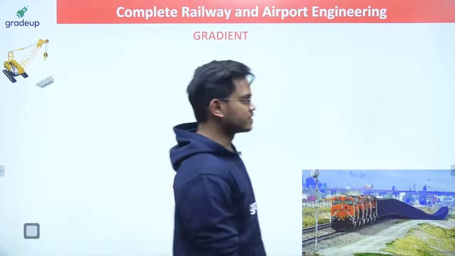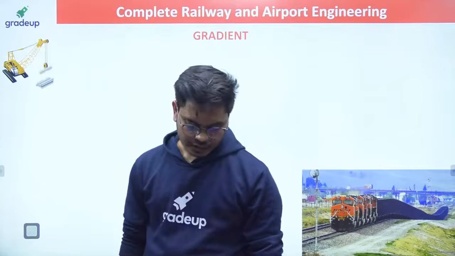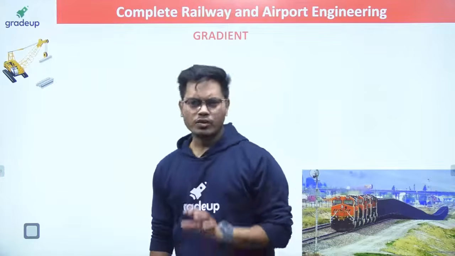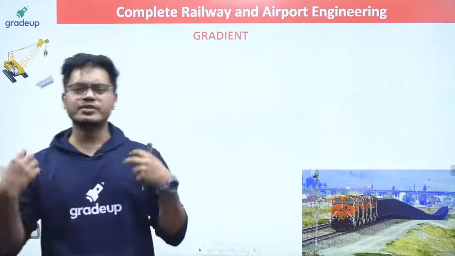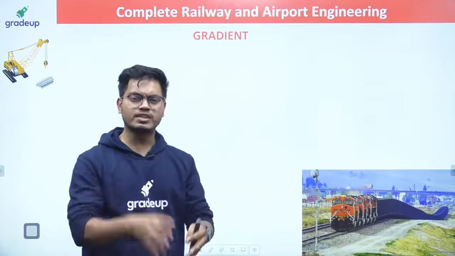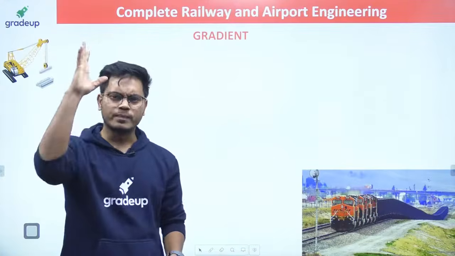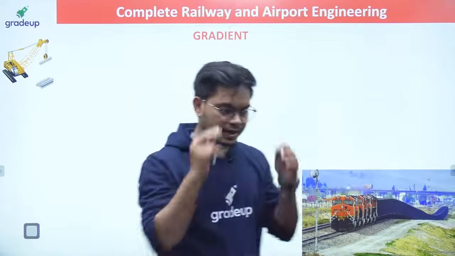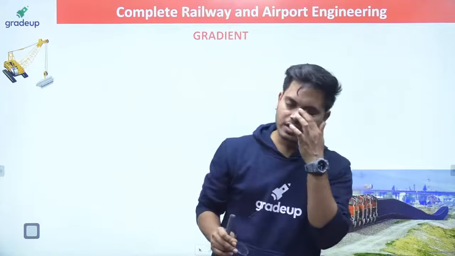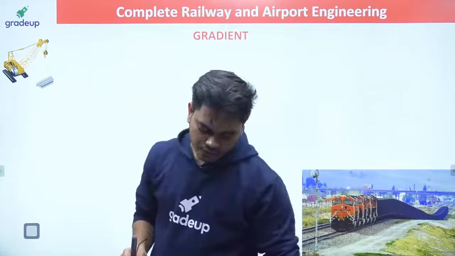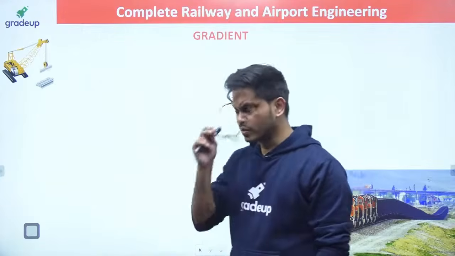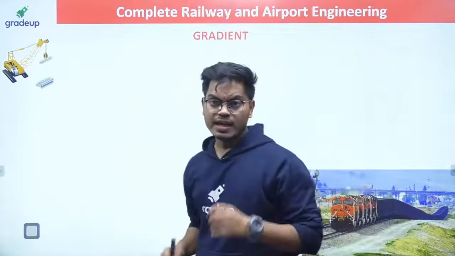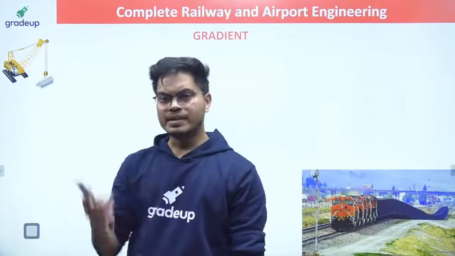Now there are different types of gradients, guys. Not very much important. First, there is the ruling gradient, the maximum gradient which we want to provide in practical conditions. The most favorable is the ruling gradient. In case we are not able to provide the ruling gradient, suppose we have a hilly region, then we are going to provide the momentum gradient, right?